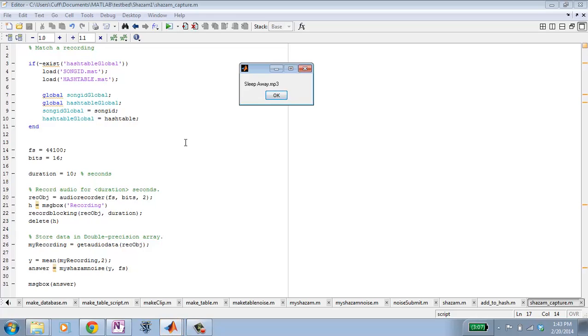I shouldn't talk while it's going. It got it anyway. I was going to tell you the name of it is Sleep Away. I should have told you that beforehand so you'd know if it got it. So I even talked and it still worked. Okay. Should we shorten it and see if we can get it to still work?